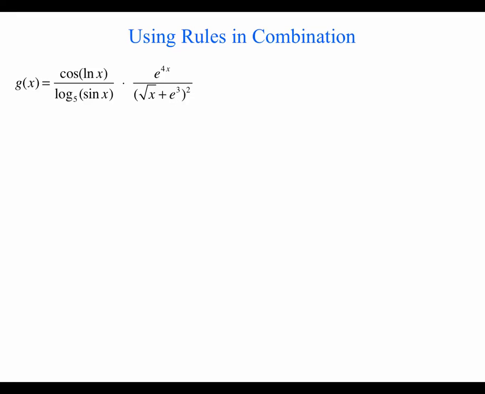That's not one easy step. Okay? This is using rules in combination now. So what's the game plan? The game plan is, what's the overall structure of this? Is it a composition? Is it a product? Is it a quotient? This is a product.